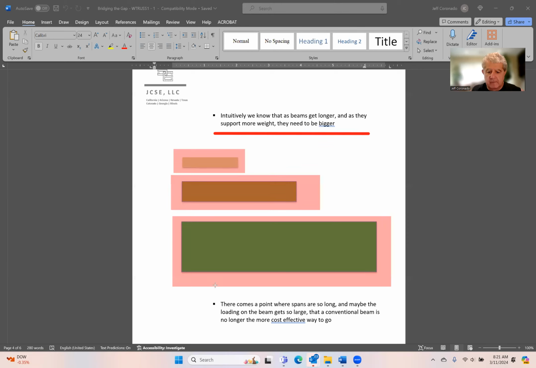There comes a point where spans are so long and maybe the loading on the beam gets to be so large that a conventional beam is no longer the more cost-effective way to go, right? Imagine a beam that's going to be spanning 40, 50, 60 feet, right? At some point, the distance gets so crazy long that a beam would just have to be so humongous that it's just not practical, not realistic.